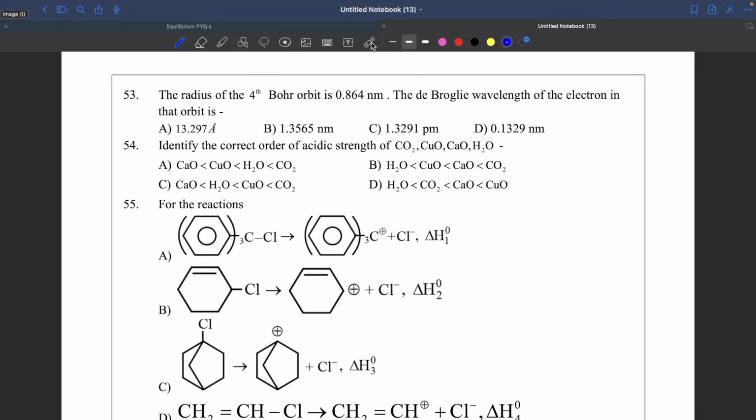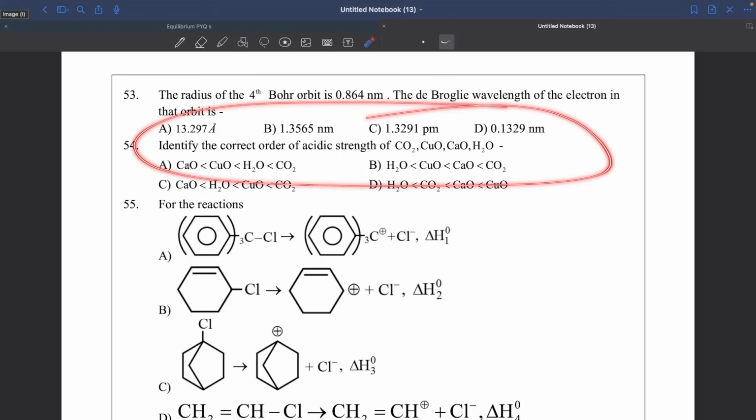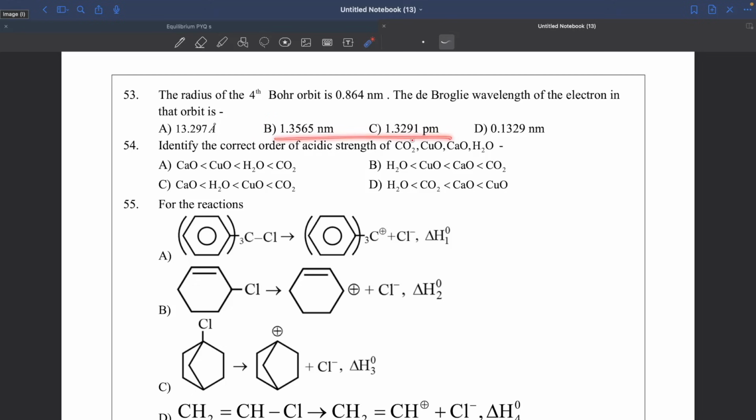The radius of the 4th Bohr orbit is 0.864 nanometers. What is the de Broglie wavelength of the electron in that orbit? These are the options given. In the options you will see that these two options are similar, but the units are different. We will just plug in the formula and get the answer. Lambda equals 2 pi r by n. This is the formula we are supposed to use here. We will just plug in the values.